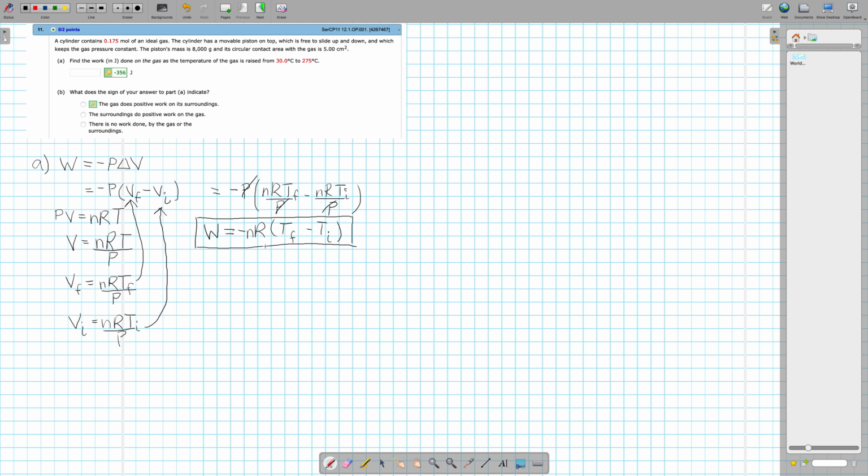So this part B question would be the type of thing where on an exam I wouldn't have it multiple choice like it is here. I would write this as an explanation question. I would say, please explain what that minus sign means. And you could say that minus sign means the gas is doing work on its surroundings. It's losing internal energy as it does this work. Okay, that's problem 11.